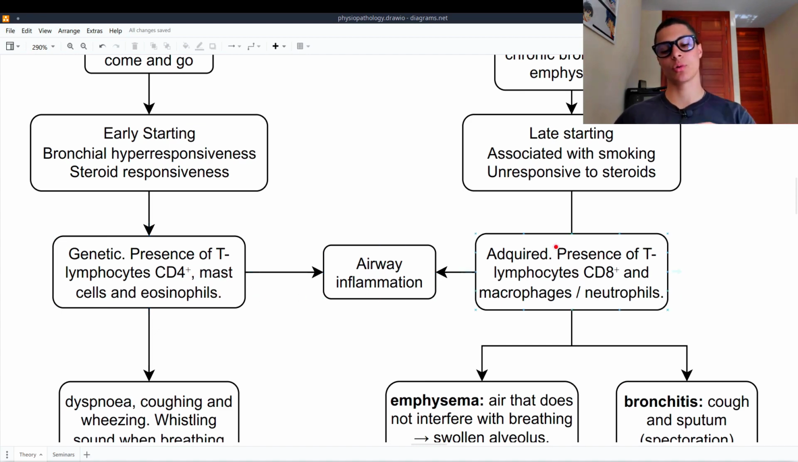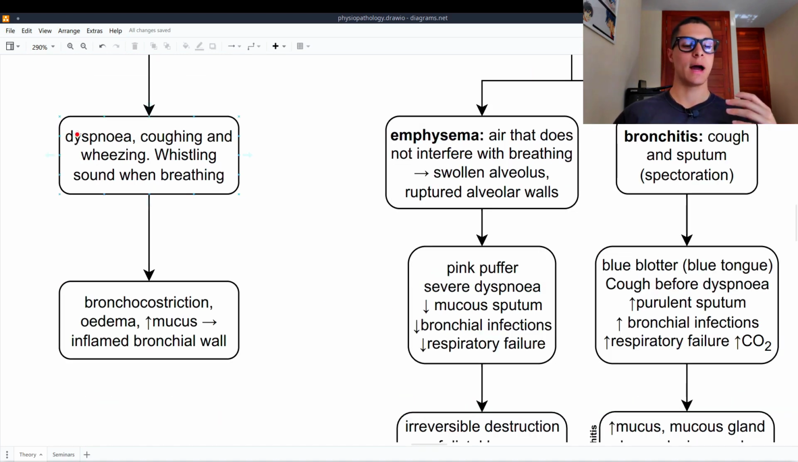The COPD is acquired, as we said, through smoking. There is a presence of CD8+ T lymphocytes, macrophages and neutrophils. They both create airway inflammation. The asthma creates dyspnea, coughing and wheezing, as well as a whistling sound when breathing. It creates bronchoconstriction, edema, high mucus, and an inflamed bronchial wall.